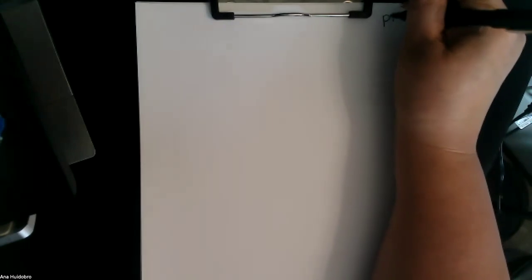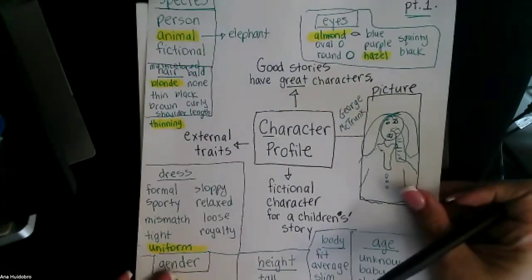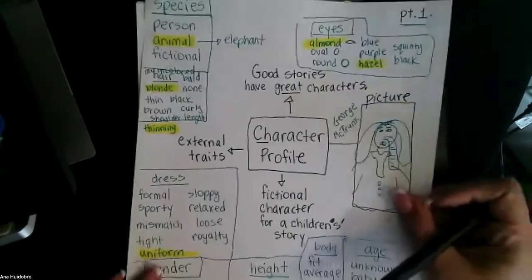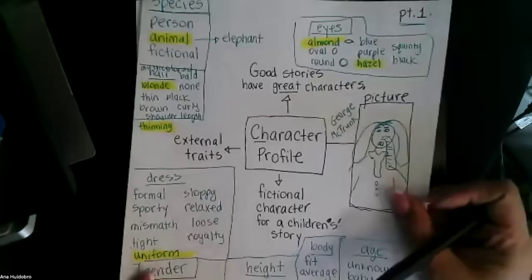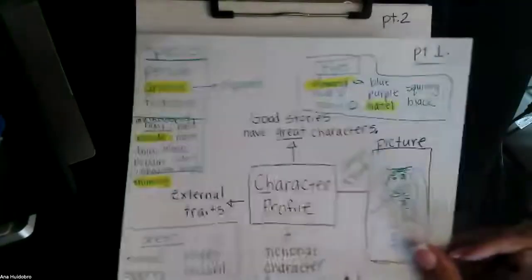If you're new to us, every time I put down the pen, you're going to pause and write what I ask you to write, read what I ask you to read, or say what I ask you to say. So we're going to do part two. Last time you should have done part one, a character profile that looks something like this. If you haven't done it, parts one, two, and three of the character profile go together, so make sure you do part one. Today we're going to do part two.